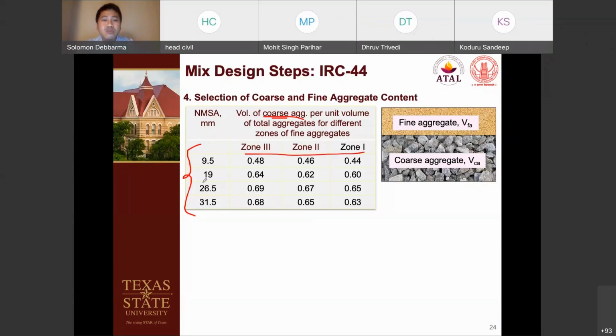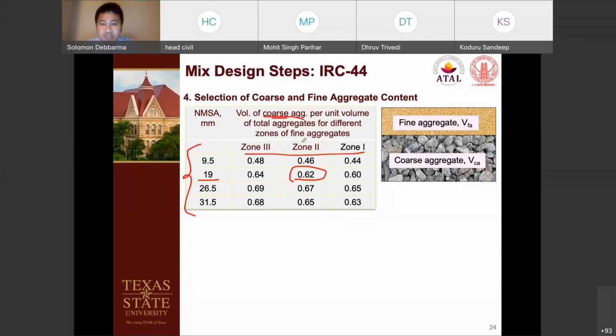Let's say my nominal maximum size aggregate is 19 mm, and my grading zone of fine aggregate is, let's say, zone 2. So I need to select this as my volume of coarse aggregate. This volume of coarse aggregate does not represent the total volume of coarse aggregate in 1 meter cube, but it corresponds to the case where the total volume of fine aggregate and coarse aggregate is 1.